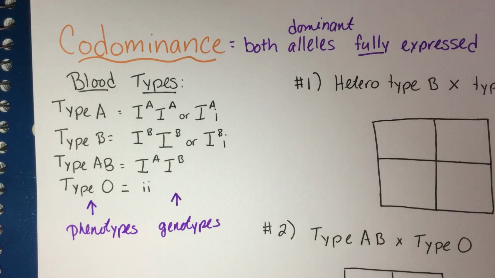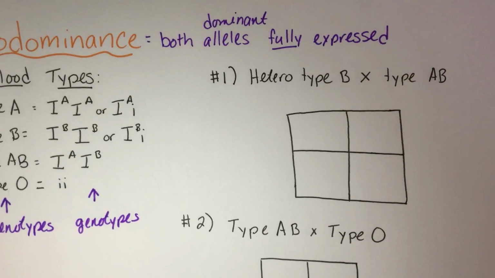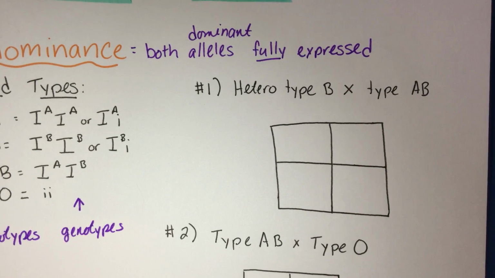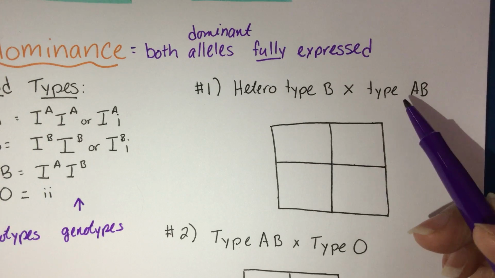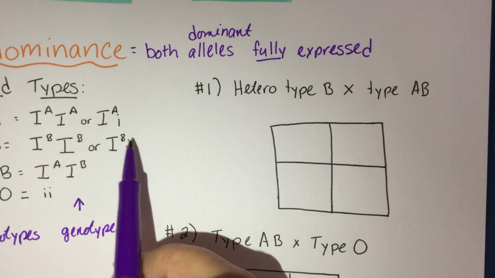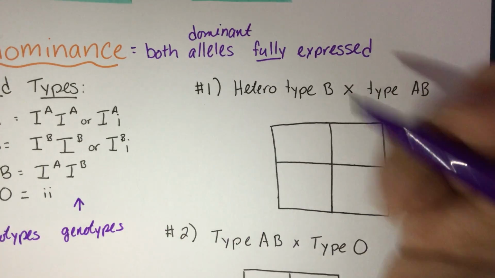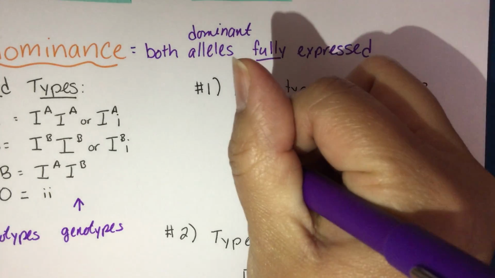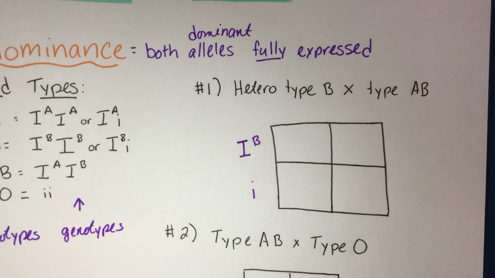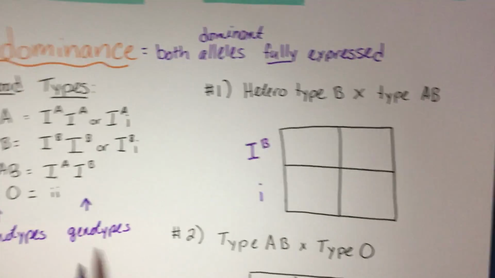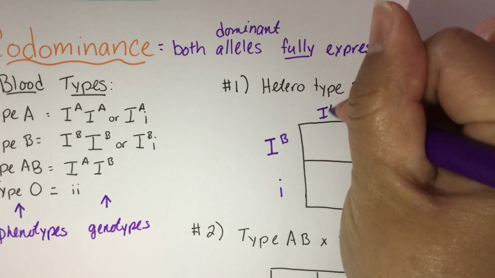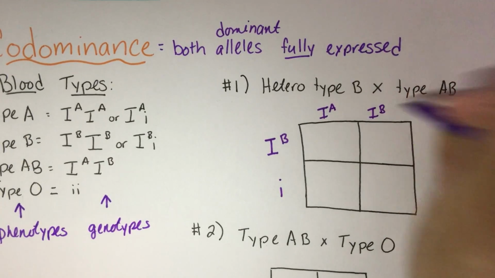So let's go ahead and work a problem. For our first problem, we have a heterozygote type B individual crossing with a type AB. So according to our chart, if you're heterozygous for type B, that means you have to have a little I allele. So I'm going to go ahead and write that person's genotype right here at the side. So he's big I, big B, little I. To be type AB, you have to have both dominant alleles. So this person is big I, big A, big I, big B.